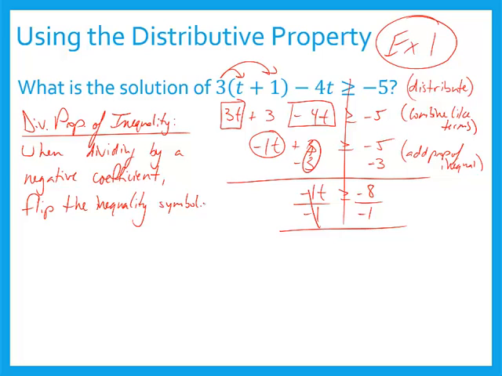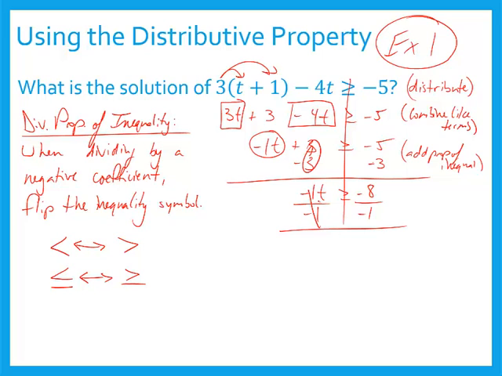So here's some examples. If you have a less than symbol and you're dividing or multiplying by a negative coefficient, it flips to greater than. If you have a less than or equal to symbol and you divide or multiply by a negative coefficient, it flips to greater than or equal to. And vice versa. Greater than or equal to flips to less than or equal to, and greater than flips to less than. So back to our example.